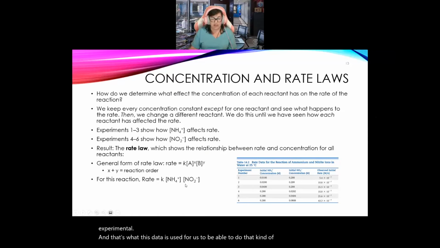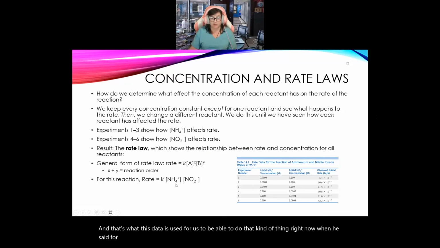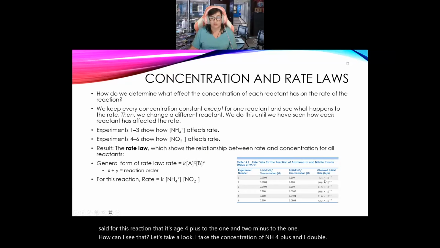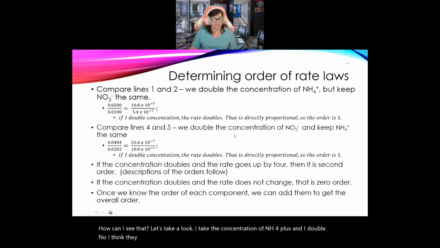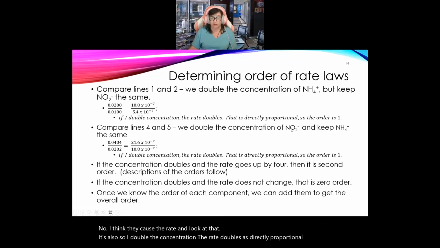All right. Now, I said for this reaction that it's NH4 plus to the 1, NO2 minus to the 1. How can I see that? Well, let's take a look. If I take the concentration of NH4 plus and I double it, and then I take the rate and look at that, it's also doubled. So I double the concentration, the rate doubles. That's directly proportional. So the order of that component is 1.